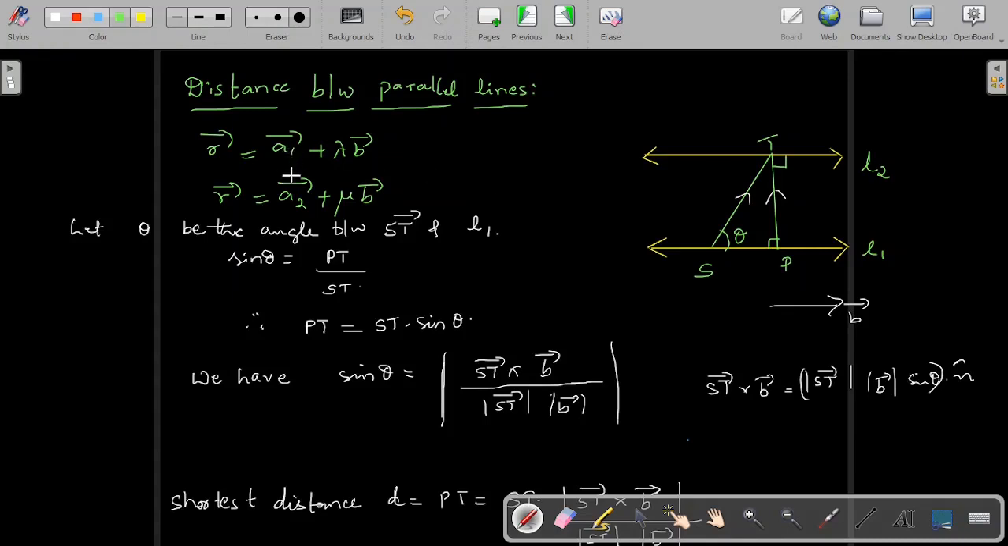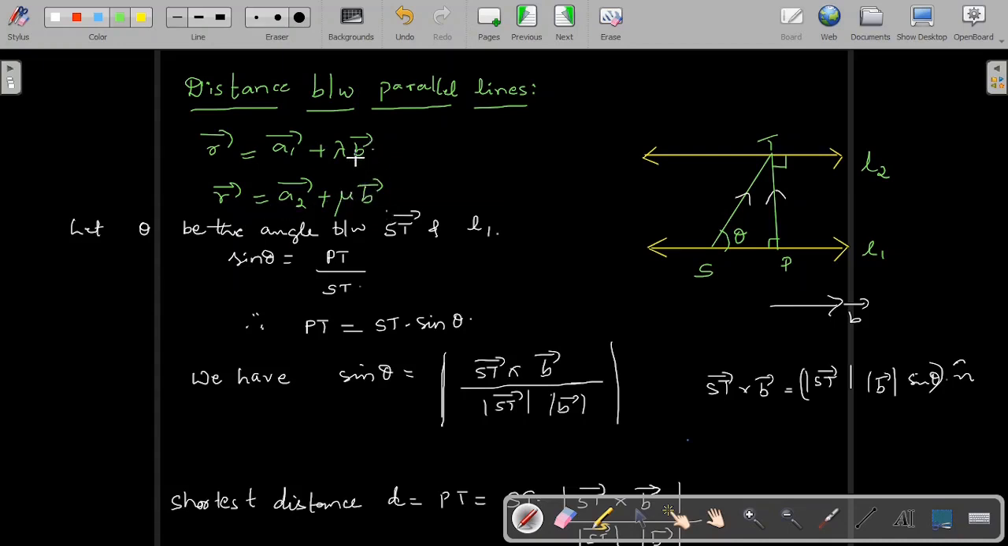Now let's see how to find the distance between two parallel lines. I have considered two parallel lines. These are planar lines in the same plane, L1 and L2, given by the equation r vector is a1 vector plus lambda b vector, r vector is a2 vector plus mu into b vector.